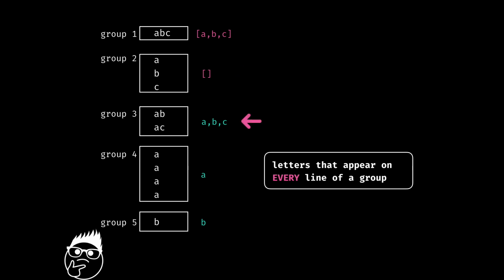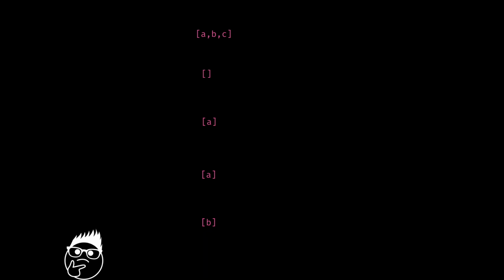If I look at group 3, the only character that appears on every line is just the A. For group 4, it's also just an A, and group 5, it's just a B. And like before, what I want to do is take the sum of these number of characters, right? So it's basically just 3 plus 0 plus 1 plus 1 plus 1. So the answer we should return here is just going to be 6.